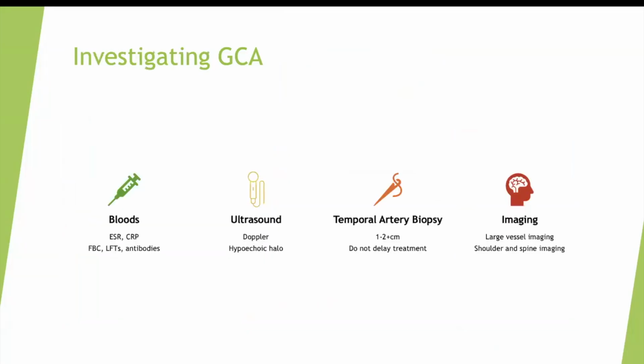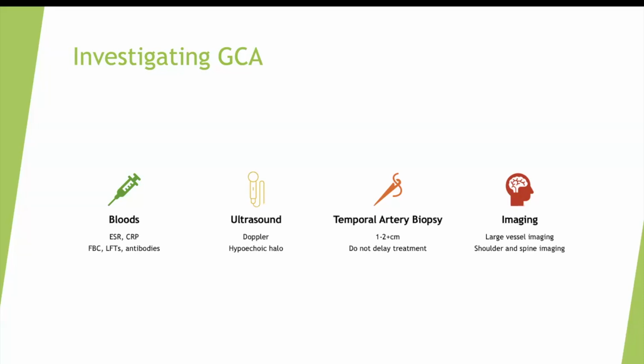Now, when it comes to investigating GCA, there are things that you're going to have to do immediately. So you're going to want to send off some bloods. You're specifically looking at ESR and CRP. Typically, your ESR is pretty raised above 50, but it doesn't have to be. Your CRP tends to be a bit more sensitive than your ESR. So your CRP will sometimes be raised either more so or not necessarily in the context of an ESR, but your ESR is a bit more specific.